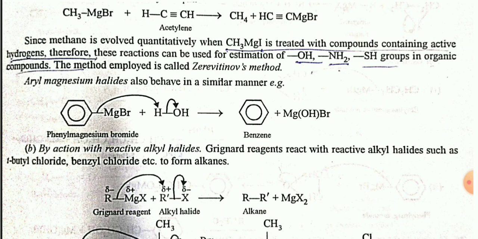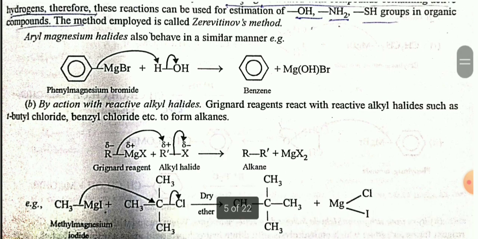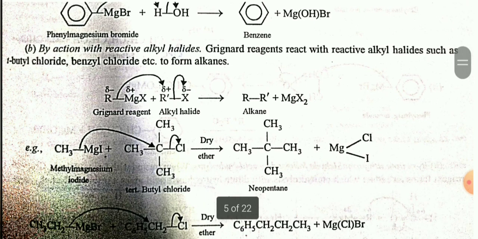Aryl magnesium halides also behave in a similar manner. Example, phenyl magnesium bromide plus HOH gives out benzene plus MgOHBr. B. By action with reactive alkyl halides. Grignard reagent reacts with reactive alkyl halides such as tert butyl chloride, benzyl chloride, etc. to form alkenes.